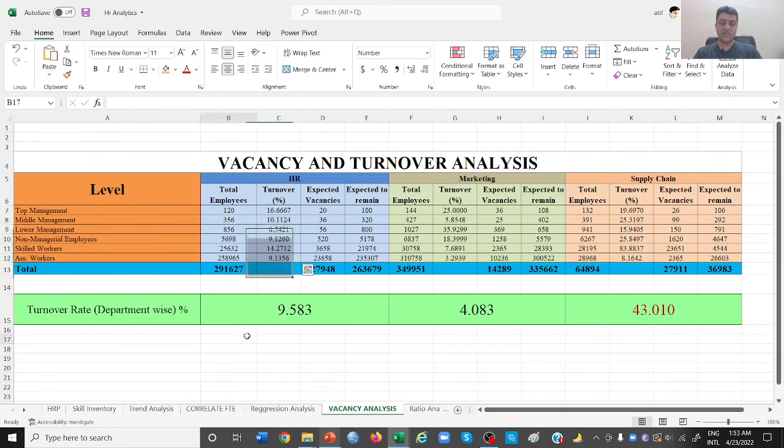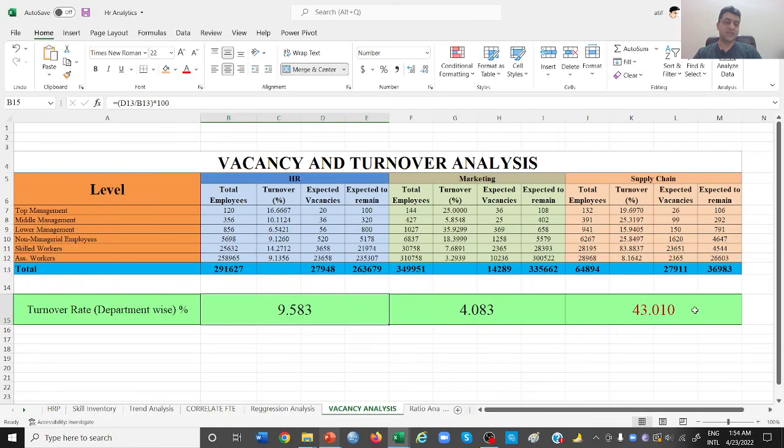So if you have this data, you can easily say how many vacancies are going to be there in the coming year, how many people you will be hiring, recruiting, selecting, and what kind of costs are involved, how many people are expected to stay with you, how many people are going to leave you, and then based on that, you can very well calculate the turnover rate of each department, and you can clearly see which department is showing a lot of turnover rate.